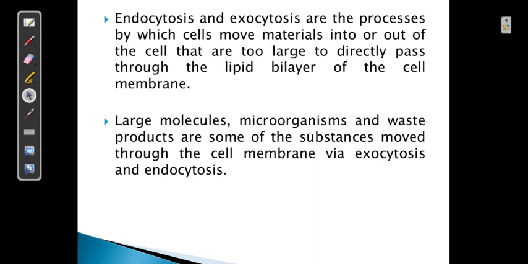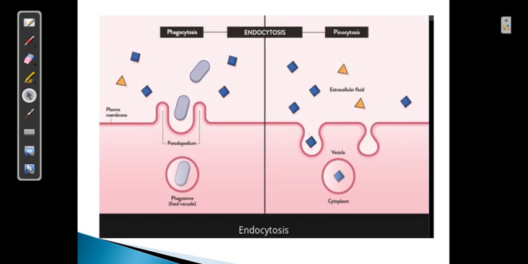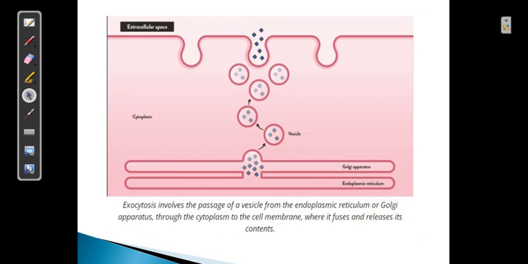If it is taken into the cell, then this process is known as endocytosis, and if it is thrown outside the cell, then it is known as exocytosis. Endocytosis may be of two types, pinocytosis and phagocytosis. Smaller molecules are transported through pinocytosis, and larger molecules are transported through phagocytosis. Exocytosis involves the passage of a vesicle from the endoplasmic reticulum or Golgi apparatus through the cytoplasm to the cell membrane, where it fuses and releases its content.